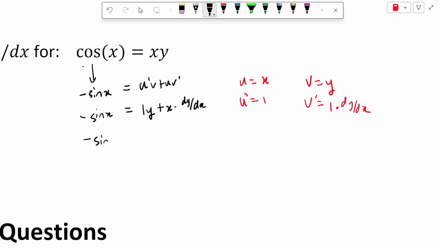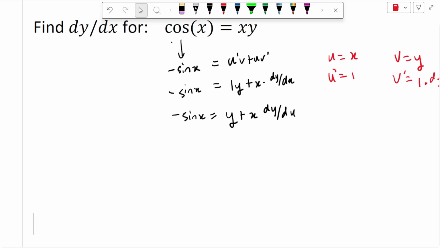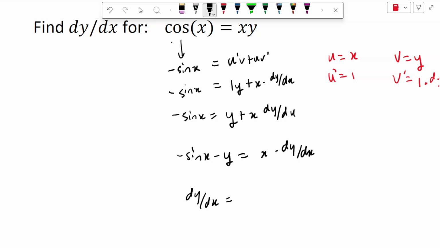So minus sine of x is y plus x dy dx, and then we can sort of rearrange this for dy dx equals. So let's look at maybe taking away y. So minus sine of x, take away y is x times dy dx, and then we can divide out by x. So dy dx is going to be minus sine of x take away y all over x.